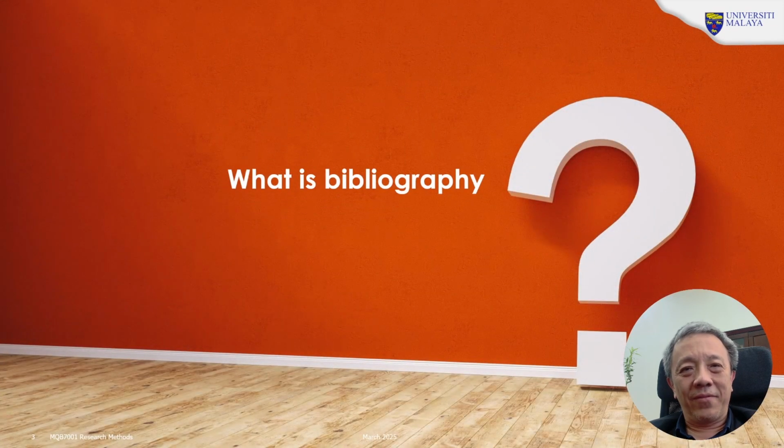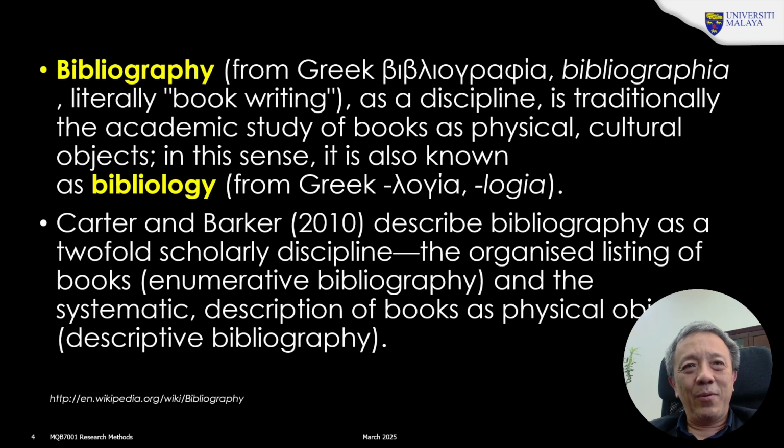What is bibliography? Bibliography comes from the Greek word bibliographia, which literally means book writing. As a discipline, it's traditionally the academic study of books as physical and cultural objects. In this sense, it is known as bibliology. Carter and Barker describe bibliography as a twofold scholarly discipline that organizes the listing of books, enumerative bibliography, and the systematic description of books as physical objects, descriptive bibliography.